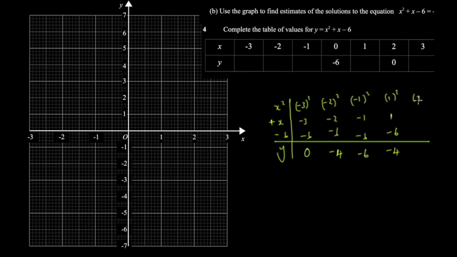But let's try for 3. So 3 squared, then plus 3. Then 3 squared, that's 9, plus 3, you get 12. Then 12 minus 6, then you get 6. Okay, so here you'd get 6, here you'd get -4, and here -4. So this one is supposed to be 0. On -2 it was supposed to be -4, and on -1 it was supposed to be -6. So this one was supposed to be -6. And then here -6, here 1, -4. Okay, great. So these are your coordinates.